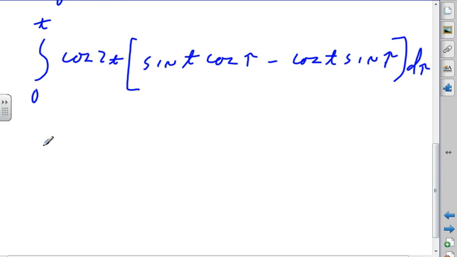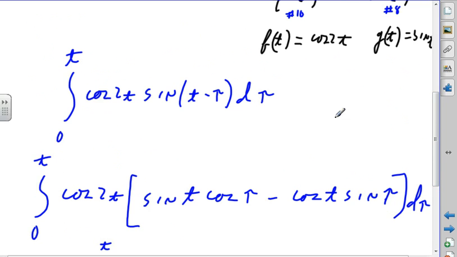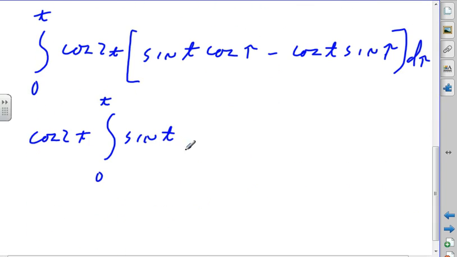So this is going to be cosine 2t is just a constant. So I go 0 to t. And, well, okay, well, that'd be good. Sine t. What happened to my 2? Oh, right, there is no 2. Oh, good. Look at that. There's no 2. Isn't that great? I picked the right one. Okay, so that'd be sine t cosine tau minus cosine t sine tau d tau.